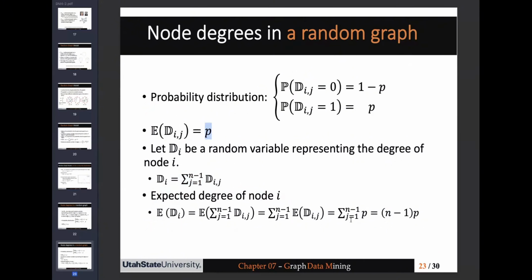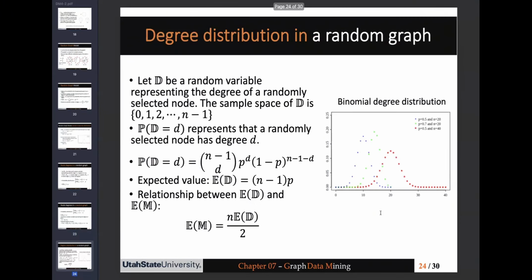It is nothing but the sum from j equals 1 all the way to n minus 1, because we don't count the node as itself, which is i in this case. So we don't count self loops or self connections, which is essentially an edge between the node and itself. This is nothing but n minus 1 times p as the expected value. So p times n minus 1 is what should be, on average, the degree of any random node that you pick from your random graph.